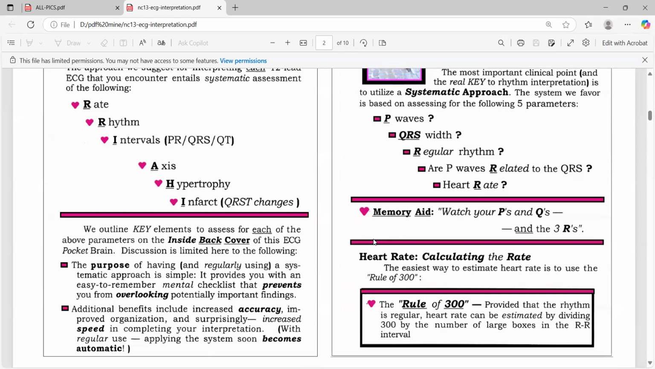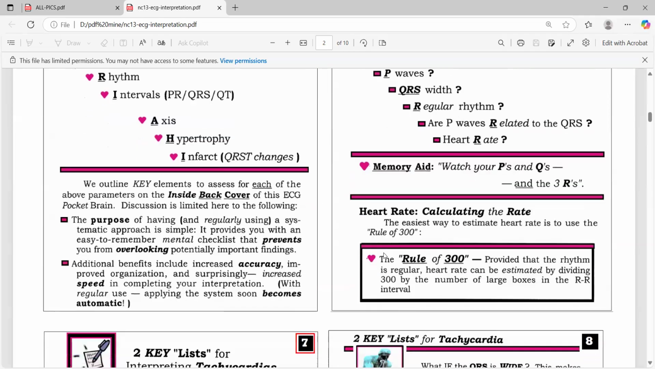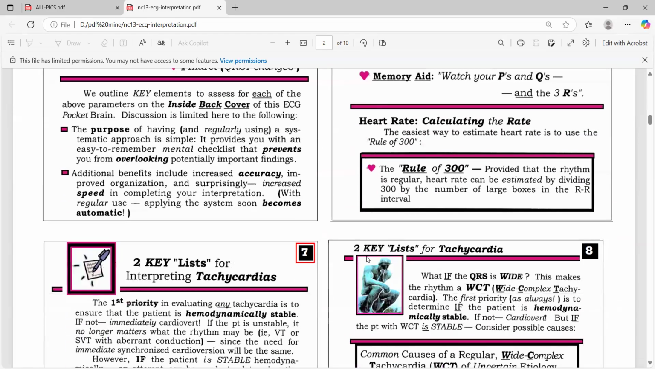Then the heart rate. Watch your P's and Q's and the three R's. Then in that case, you have to see the P wave, the R wave, and there are three R's, like how much they are going on. How do you calculate the rate? Heart rate. If you can count the boxes and divide 300 by them, you are able to figure out what the heart rate is. That's very simple, although there are other formulas too, and if you know those formulas, you can go with that. But I find this very easy.